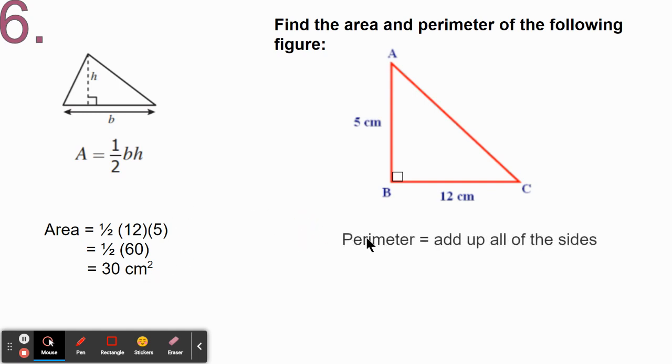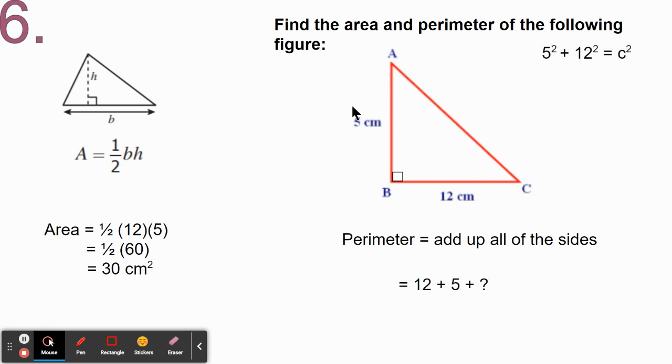So to find the perimeter, we need to add up all of the sides. But you can see here, we have the 12 and the 5. We don't have this missing side length. However, this is a right triangle, and we know how to find the missing sides on a right triangle by using our Pythagorean theorem. So let's do that. So 12 plus 5 plus missing length.